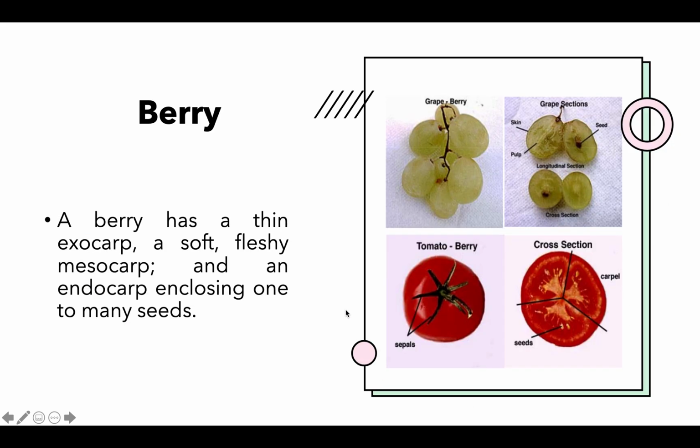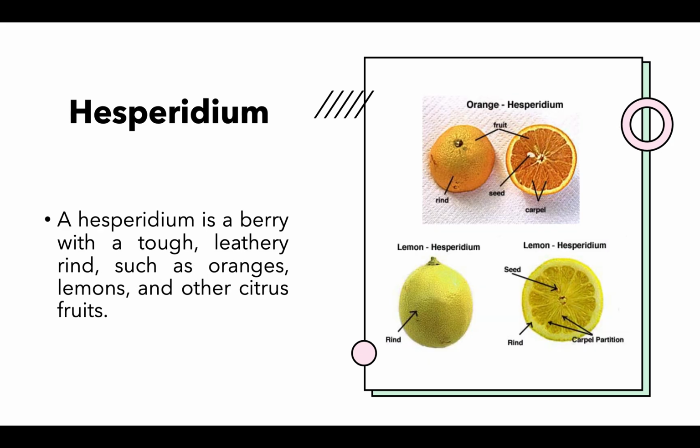So a berry has a thin exocarp, a soft fleshy mesocarp, and an endocarp enclosing one to many seeds. Tomatoes, grapes, and blueberries are familiar berries.